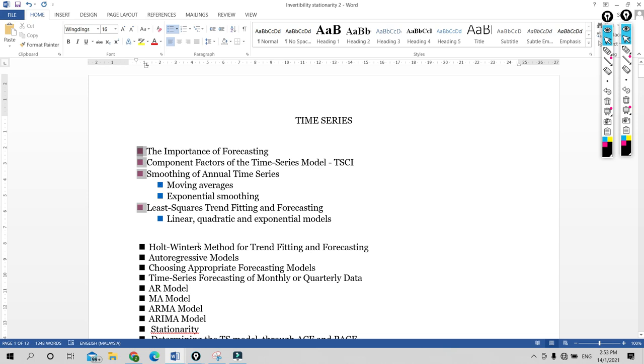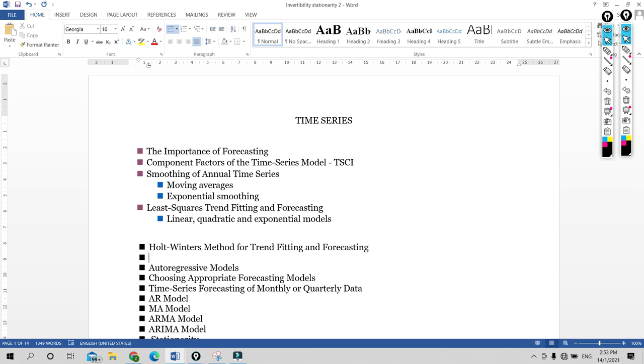On top of that, we have the Holt method for trend fitting and forecasting. Then I taught you the autoregressive models, or AR models. And then we have a method of how to choose or identify an AR model from the raw data.